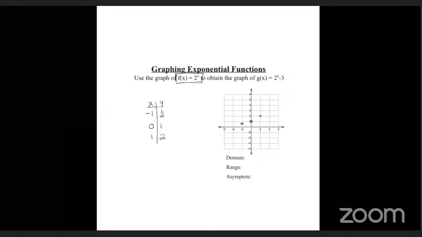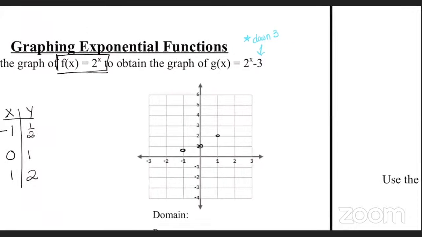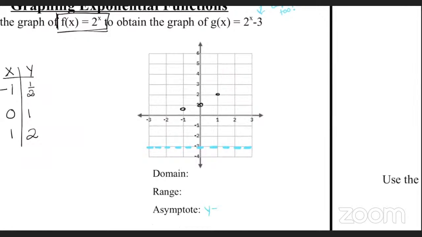On this one, we can see that our transformation is an outside subtraction. Outside subtraction means we are going to move down, and that is a key word on exponential, down 3. When we move up or down, that means our asymptote is also going to move that same direction. So the asymptote is 2. The first thing I do is move that asymptote down 3. It was at 0, and now it is down 3 at y equals -3.